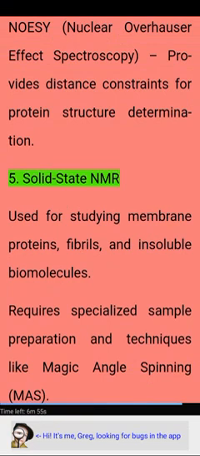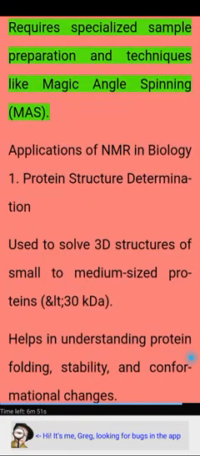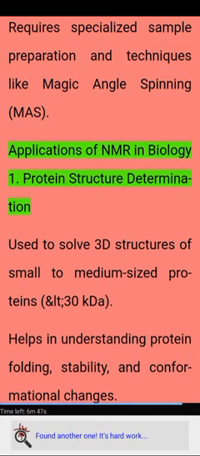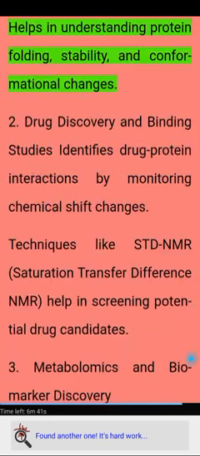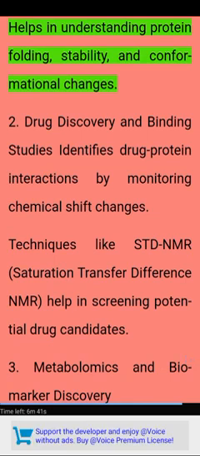5. Solid-state NMR. Used for studying membrane proteins, fibrils, and insoluble biomolecules. Requires specialized sample preparation and techniques like magic angle spinning (MAS). Applications of NMR in biology. 1. Protein structure determination. Used to solve 3D structures of small to medium-sized proteins, less than 30 kDa. Helps in understanding protein folding, stability, and conformational changes.